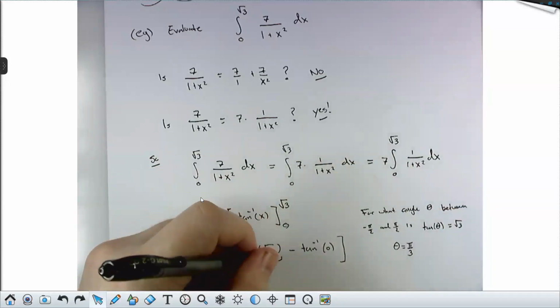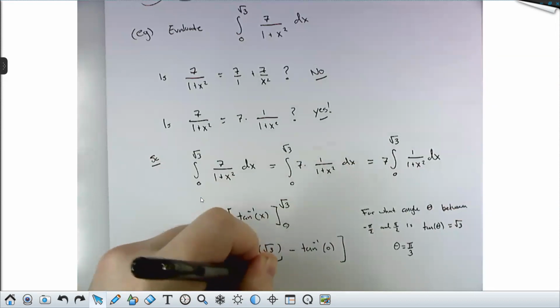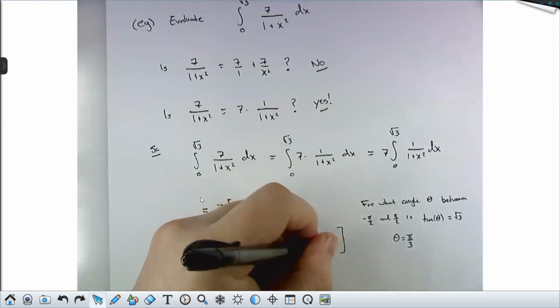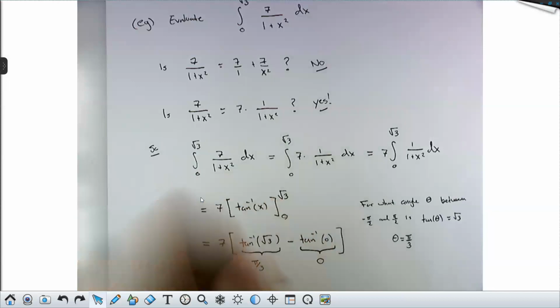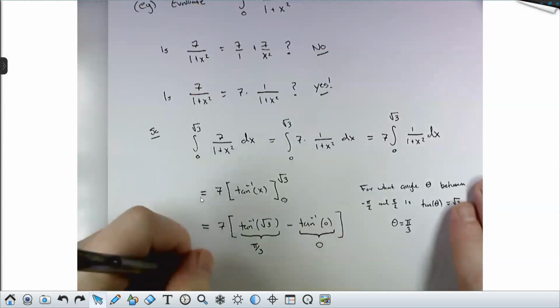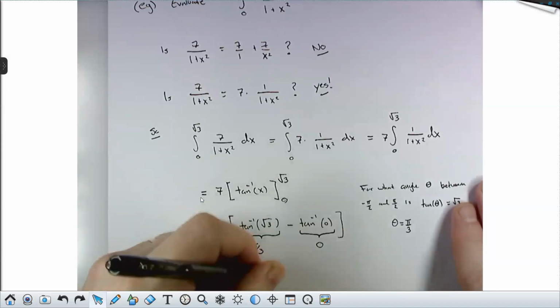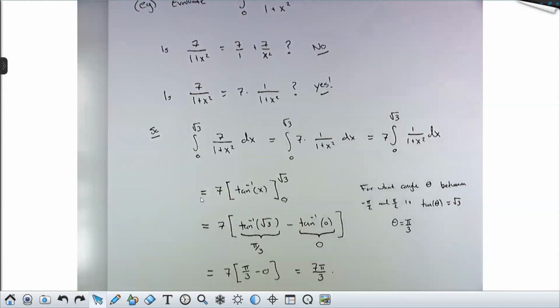So this whole thing here, inverse tangent of √3, is pi/3. What about arctan of 0? What angle between -pi/2 and pi/2 has tangent of that angle equal to 0? 0. Very good, 0. Tangent of 0 is 0. So the inverse tangent of 0 is 0. So we get 7 times pi/3 minus 0, or just 7 pi/3. Very good.